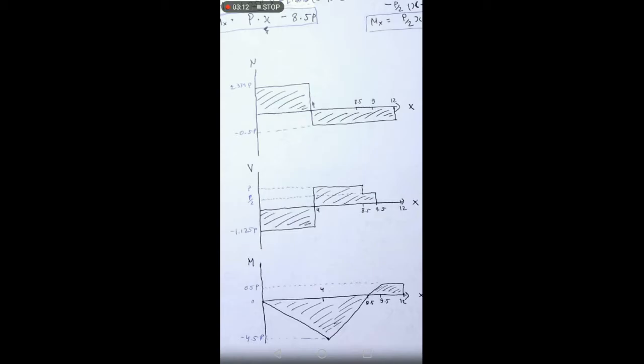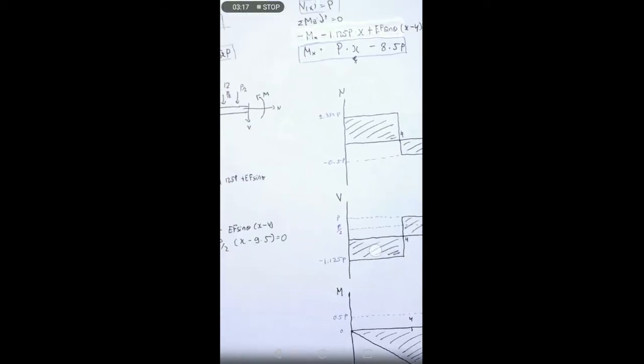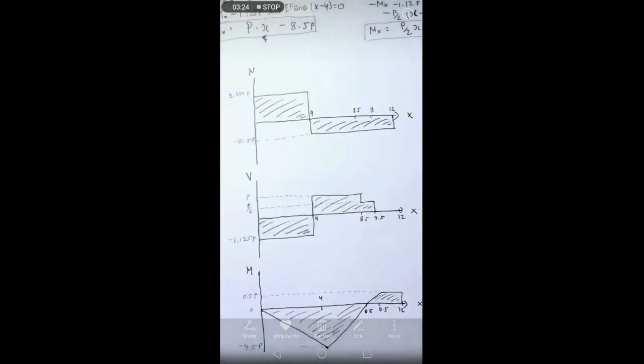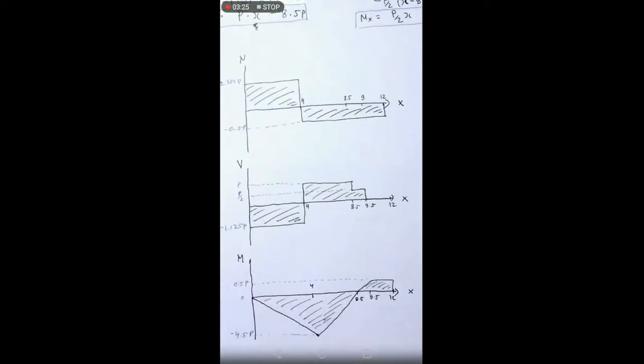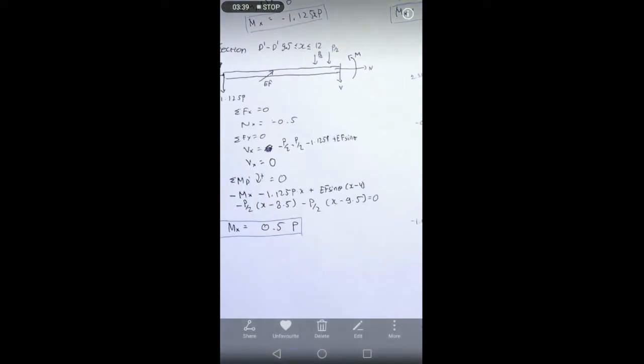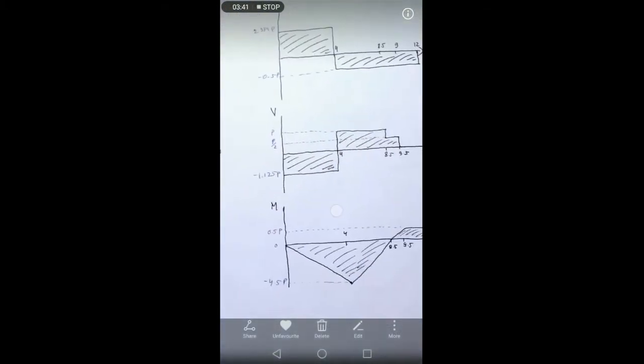The shear force diagram from 0 to 4 meters is negative 1.125P as stated here. Then from 4 to 8.5 it is P, and from 8.5 to 9.5 is P over 2, while 9.5 to 12 meters is 0 as indicated here. The third is the moment diagram.